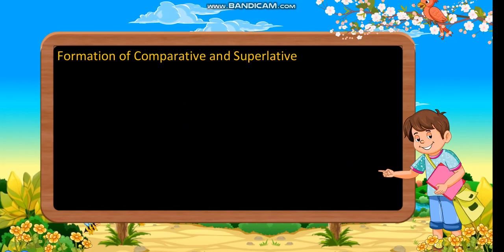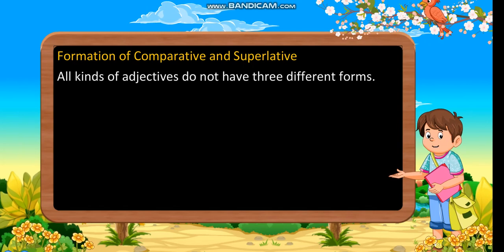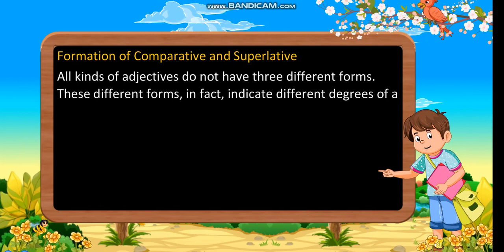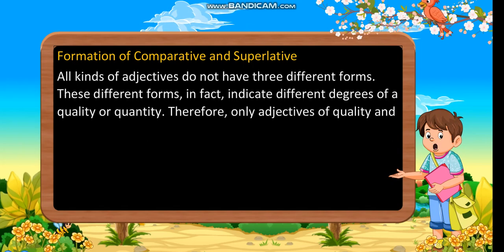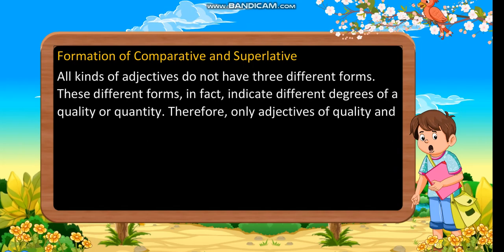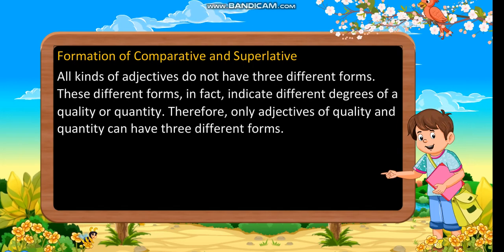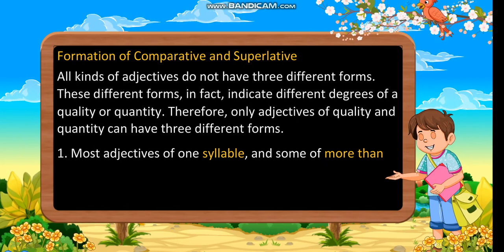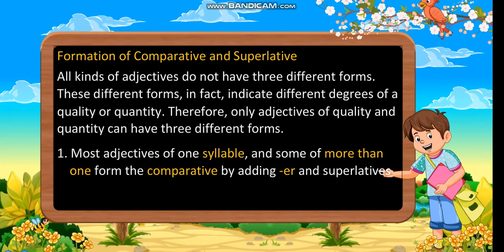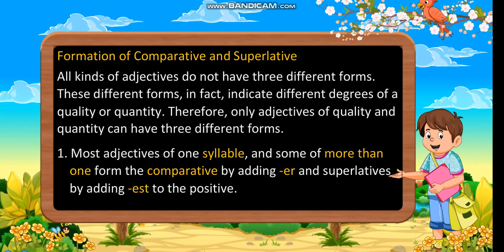Formation of comparative and superlative. All kinds of adjectives do not have three different forms. These different forms, in fact, indicate different degrees of a quality or quantity. Therefore, only adjectives of quality and quantity can have three different forms. First, most adjectives of one syllable and some of more than one form the comparative by adding er and superlatives by adding est to the positive.